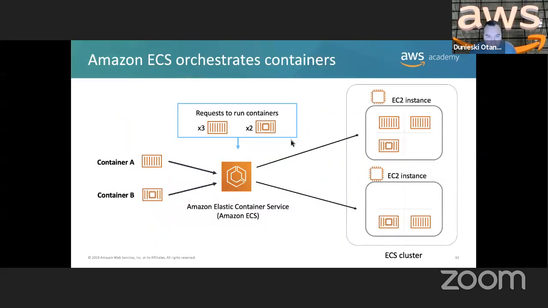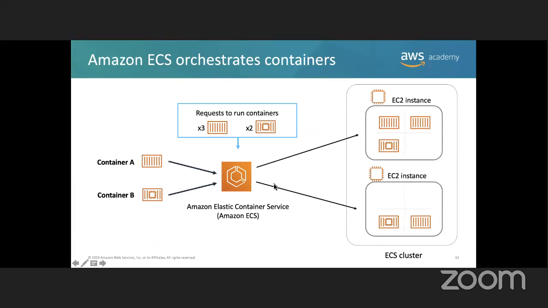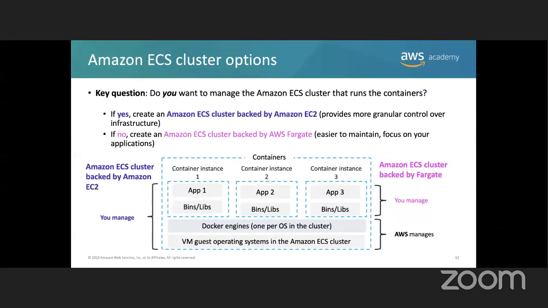Okay, guys, I remember that we finished in this slide right here. We were talking about this section, and then we were supposed to continue in this one. So this is the Amazon ECS cluster options, right?